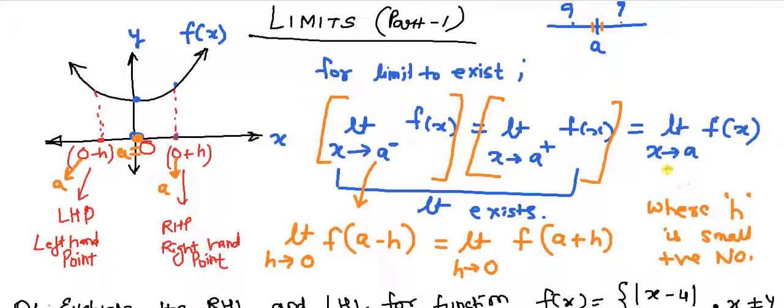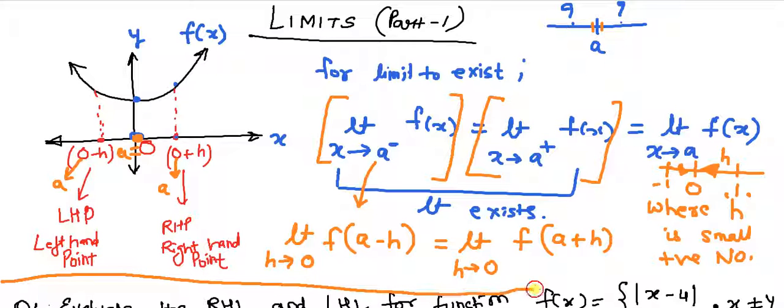Like you can see here, there is a 0 here, there's a 1 here. h is always moving towards 0, either from the negative side or from the positive side. It will always be pointing towards 0. This is how you're going to solve limits. Now it will become more clear if you see examples.